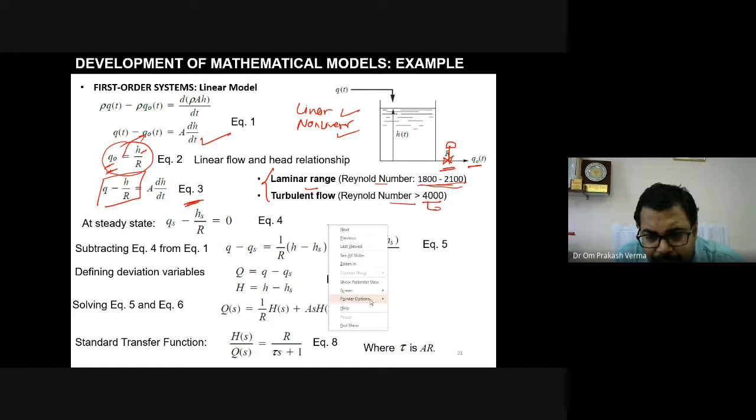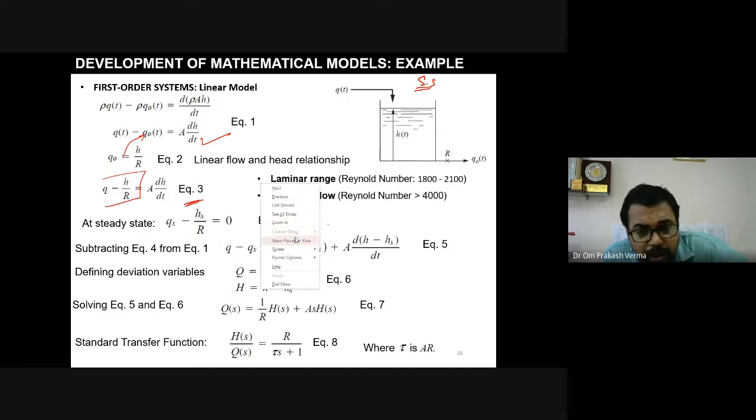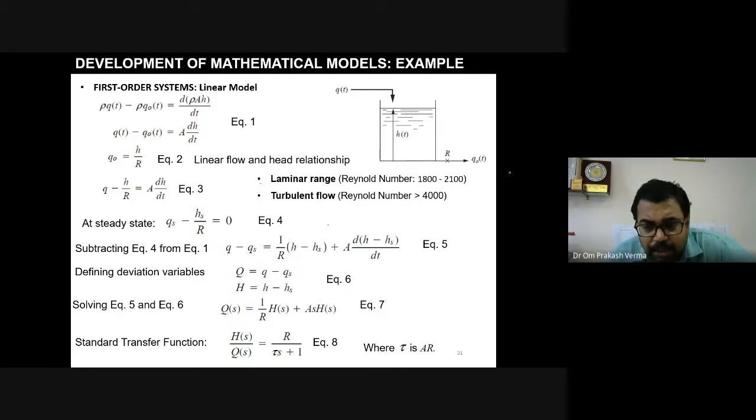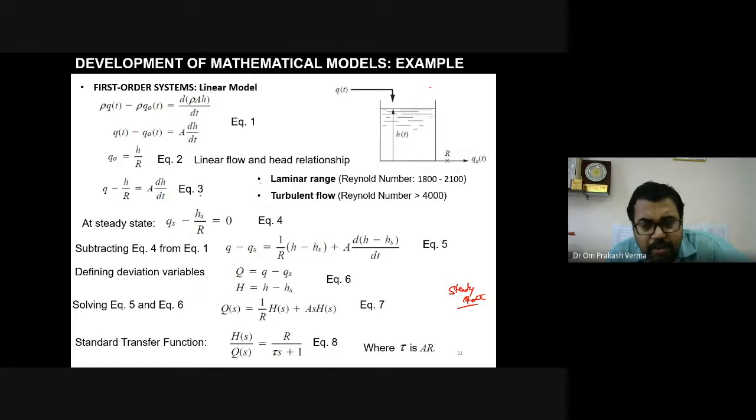Now let's say your problem has occurred at the steady state. After a long time, the system achieves the steady state. What is the meaning of steady state? What do you understand by the steady state? That it is not changing with time. So at the steady state, there is no accumulation.